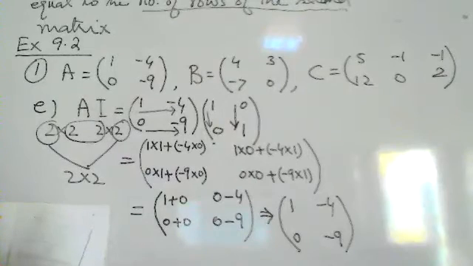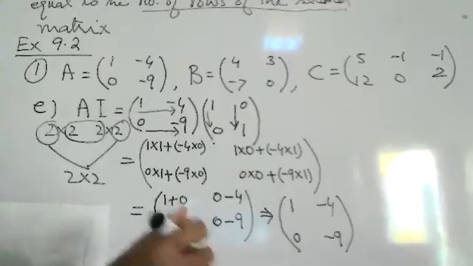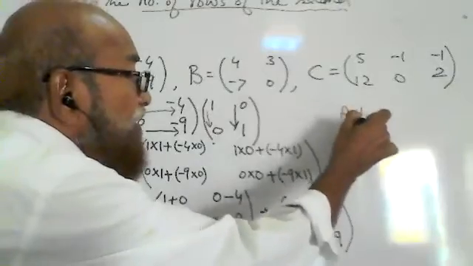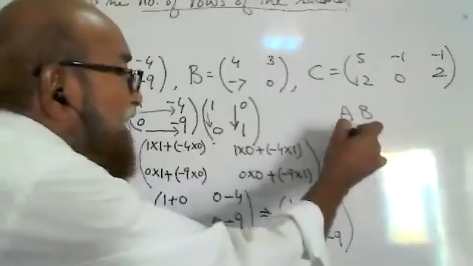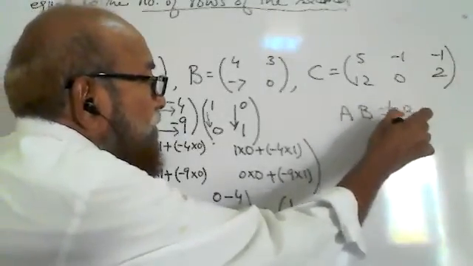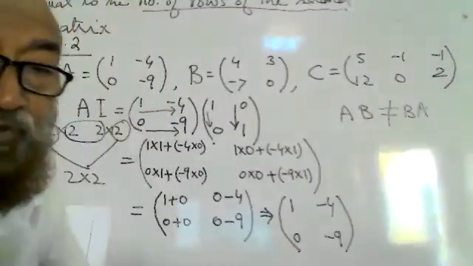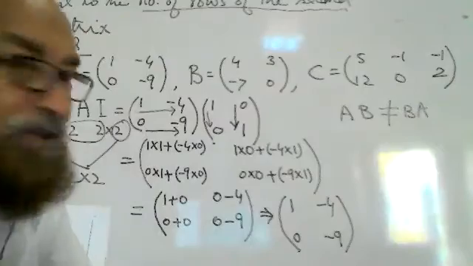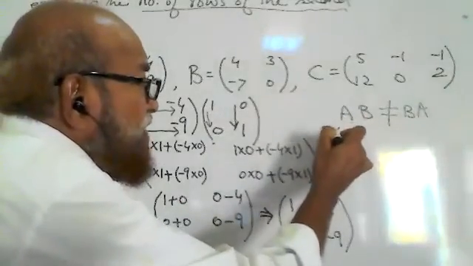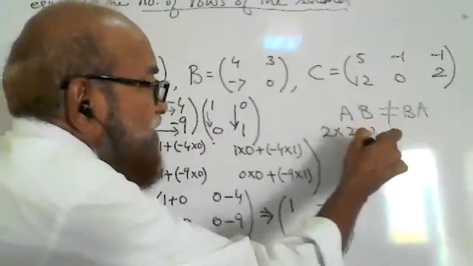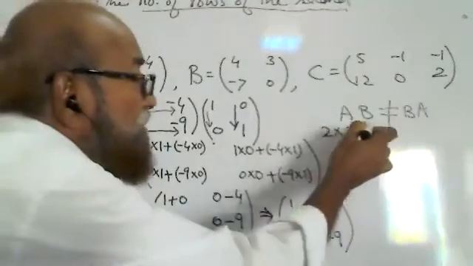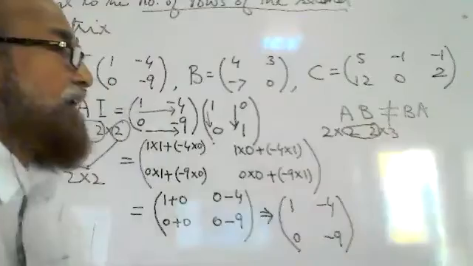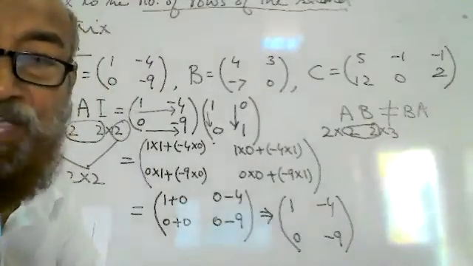In matrix multiplication, they are not commutative. For example, if there are two matrices A and B, sometimes A into B is possible and B into A is not possible. For example, A is 2 by 2 and B is 2 by 3. So the middle numbers are equal. Therefore, A into B is possible.